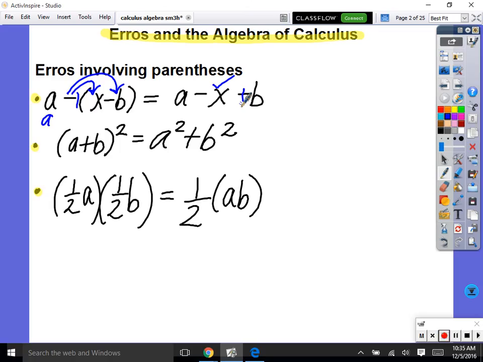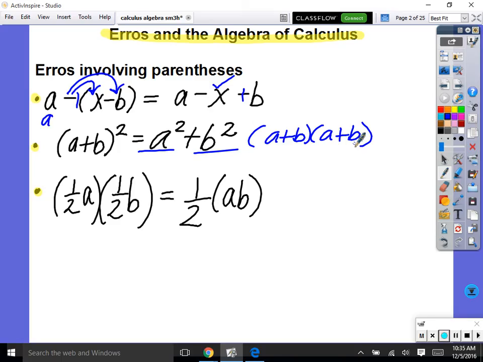Next thing, a plus b squared. People will break the forbidden rule and do a squared plus b squared, which we know is absolutely not true. We would rewrite that out as a plus b times a plus b, and then we would double distribute and combine like terms.